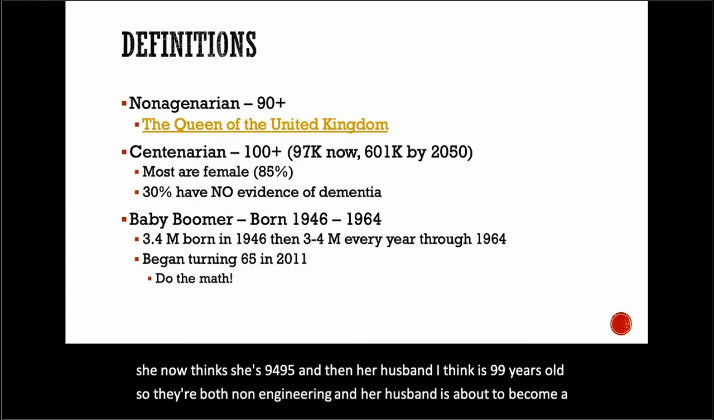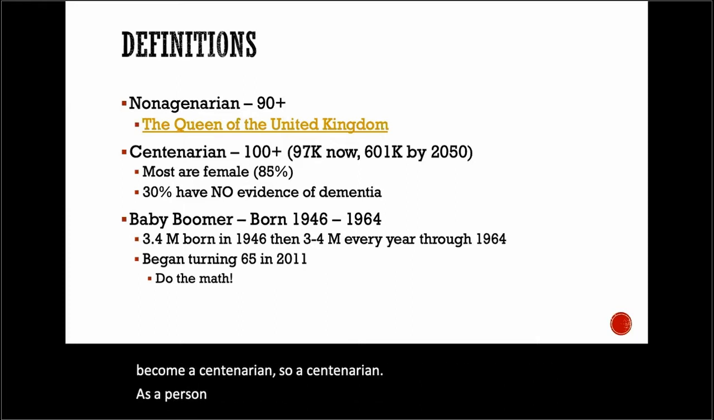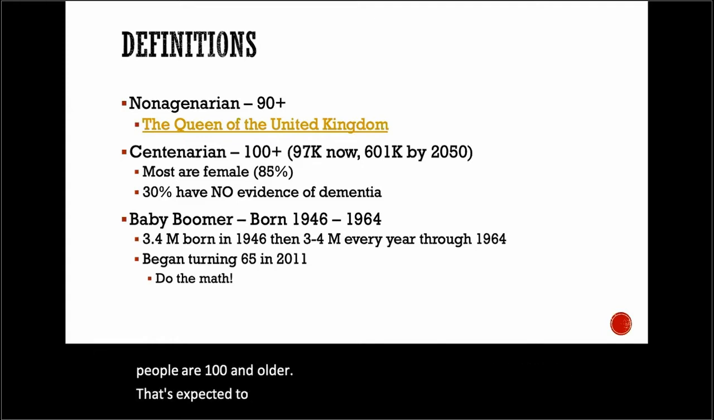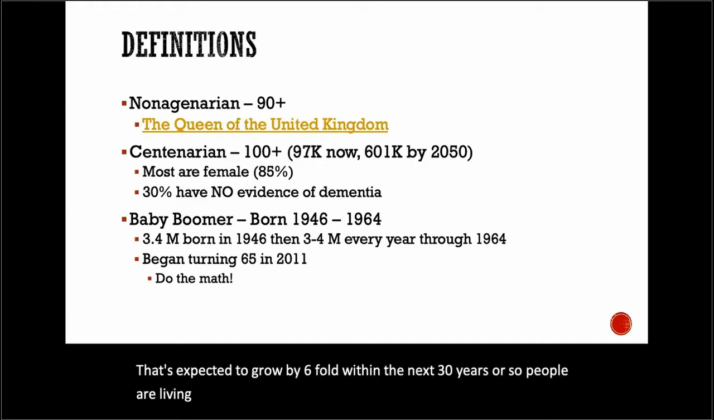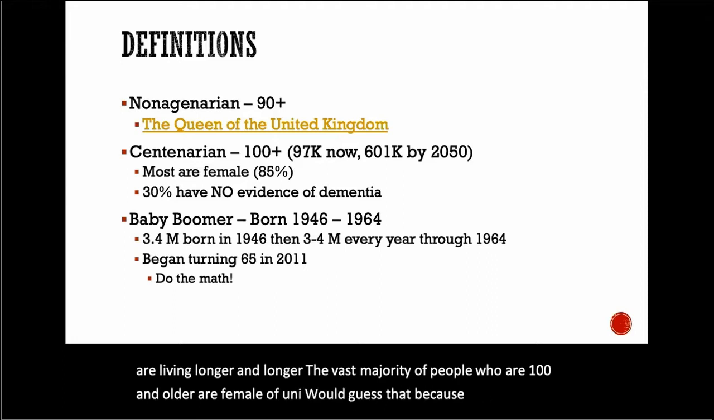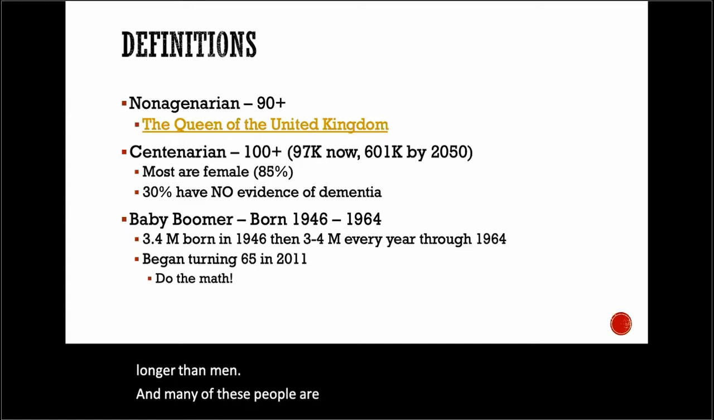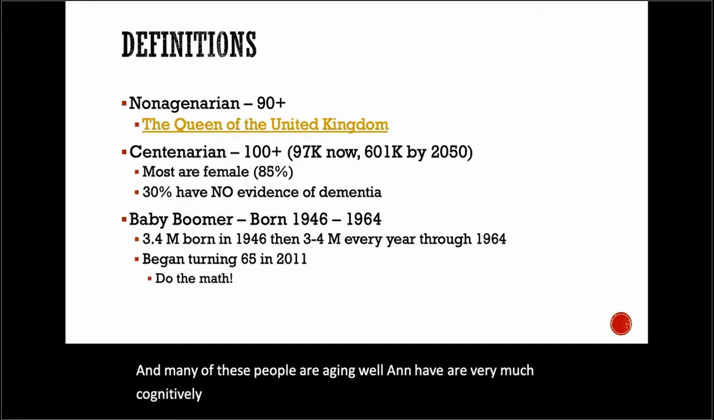So a centenarian is a person who is 100 or older. Currently in our country, about 100,000 people are 100 and older. That's expected to grow by 6-fold within the next 30 years or so. People are living longer and longer. The vast majority of people who are 100 and older are female, and you would guess that because women live longer than men. And many of these people are aging well and are very much cognitively intact with no evidence of dementia.